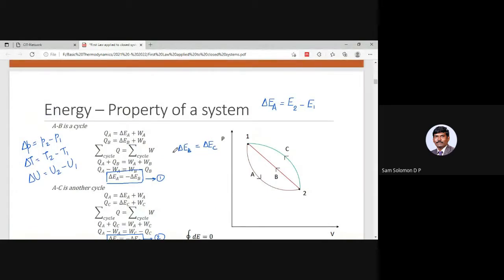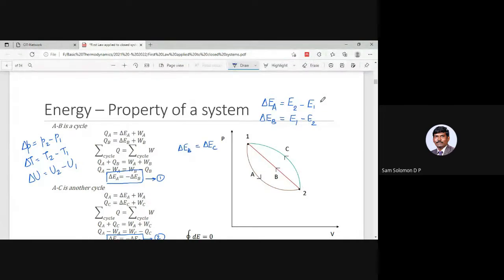Okay. And now if you look at delta EB, delta EB is moving from 2 to 1. So for this one, the final state is 1, the initial state is 2, because I'm moving from 2 to 1. So delta EA, you're taking path A, it is moving from 1 to 2, the final state is 2, the initial state is 1, so it is E2 minus E1.